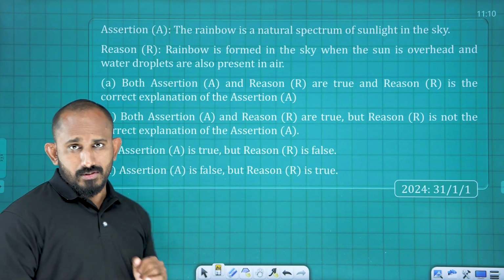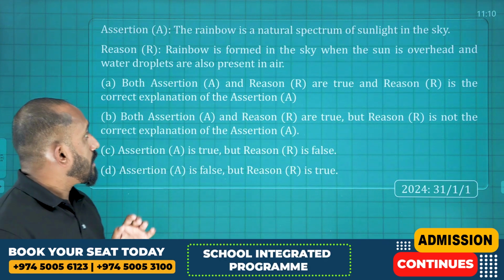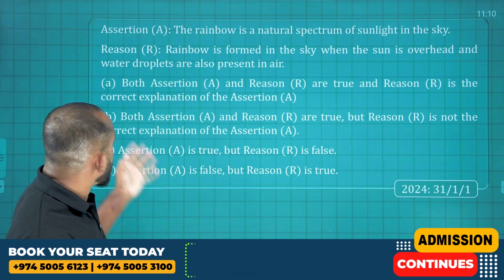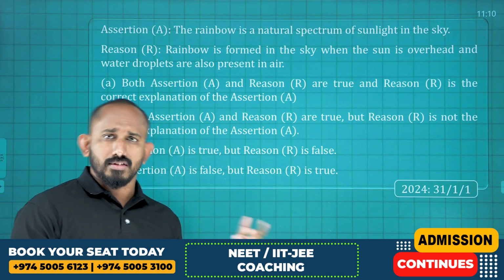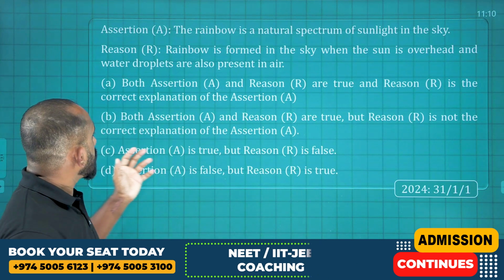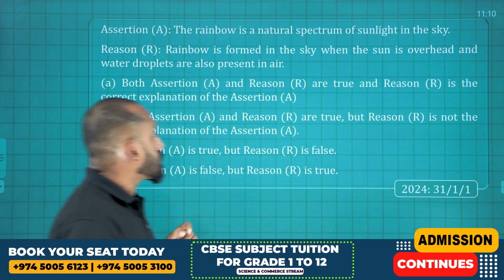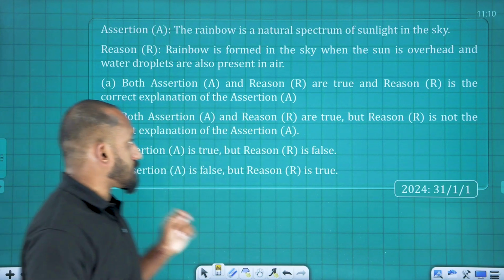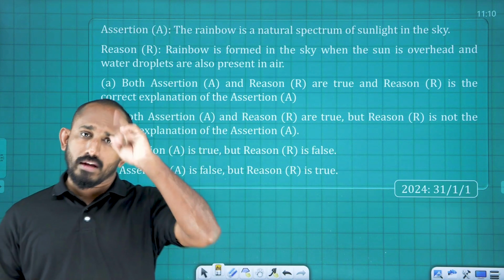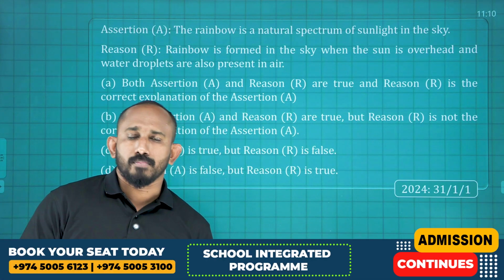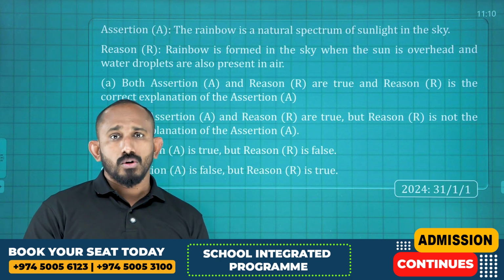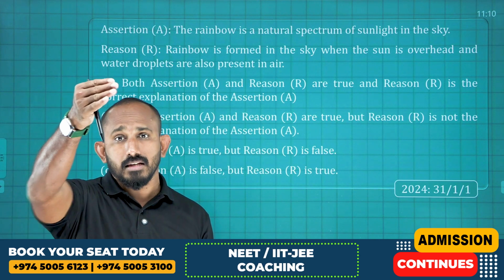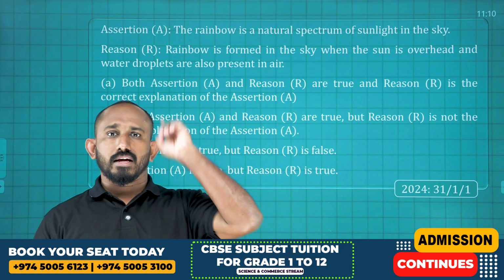Assertion and reason type question. Assertion: the rainbow is a natural spectrum of sunlight in the sky. Of course, it forms in the sky. Reason: the rainbow is formed in the sky when the sun is overhead and water droplets are also present in the air. When the sun is overhead, it's not possible, because in rainbow formation the sunlight should come from behind you and the raindrops should be in front of you. Then only we can see it.